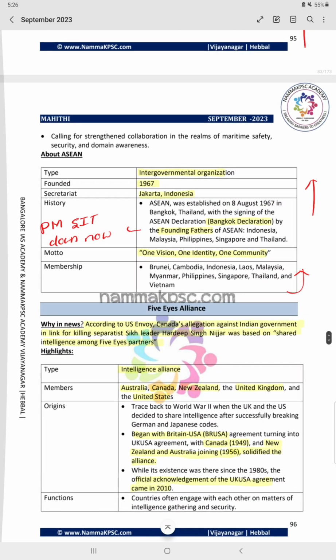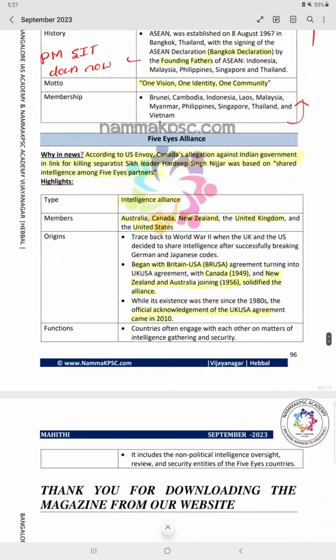Some basics about ASEAN: it was founded in the year 1967 by the Bangkok Declaration, and its headquarters is in Jakarta, Indonesia. To know about its founding members, we have the code PM sit down. P is Philippines, M is Malaysia, S is Singapore, T is Thailand, I is Indonesia. And it has an initiative of one vision, one identity, one community.